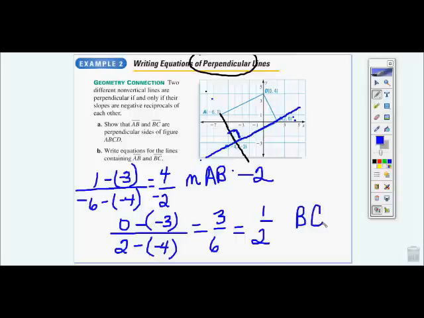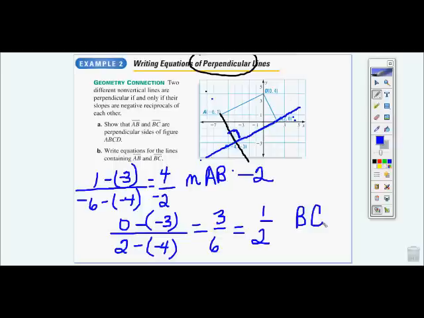Now we started out saying that those lines were going to be perpendicular. So if you study the slopes of both of those, you're going to see that they are reciprocals and that they are also opposite. Negative 2, its reciprocal would be negative 1/2, but we're going to do the opposite, so it's a positive 1/2. And that's true for all perpendicular lines. If they're perpendicular, their slopes are going to be the opposite reciprocal.